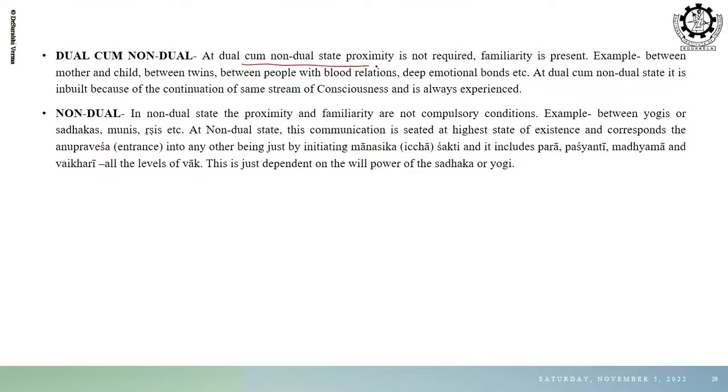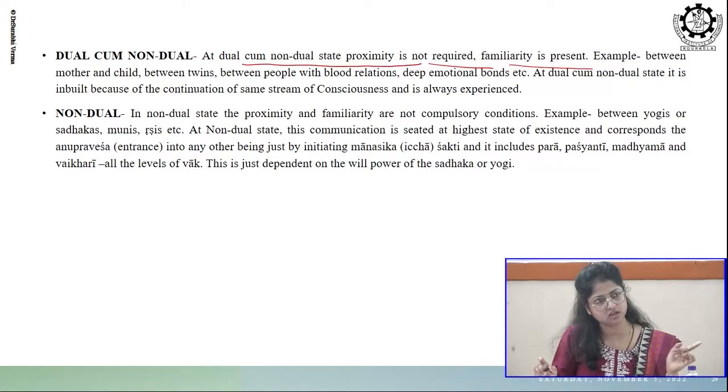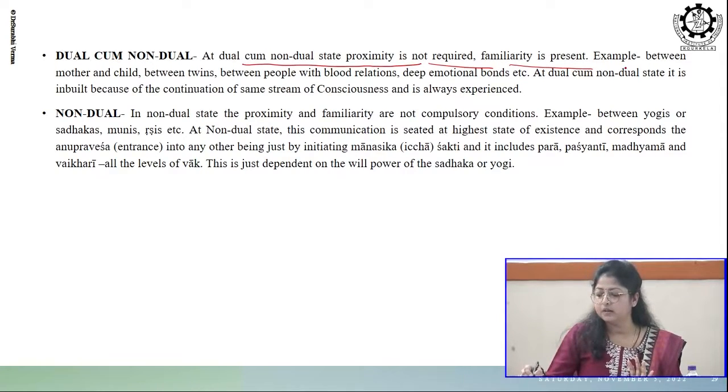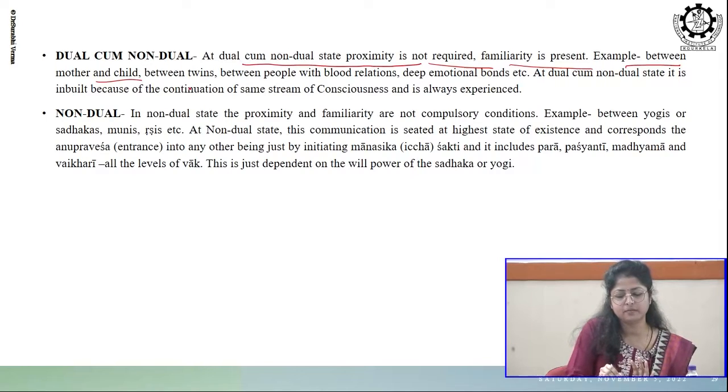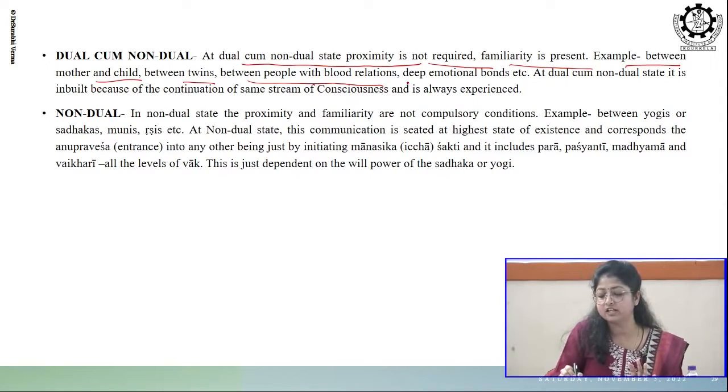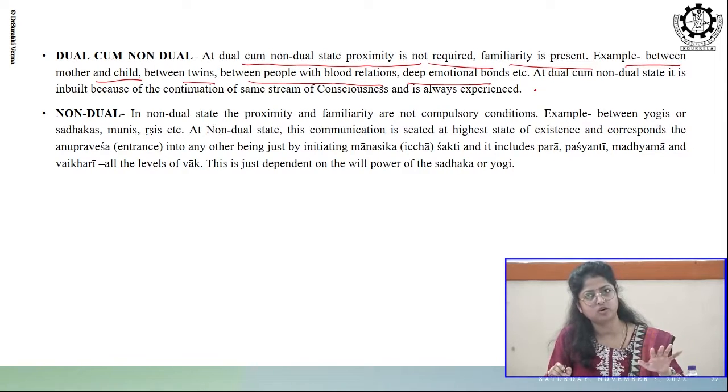Now at the second level, the dual cum non-dual state. At the dual cum non-dual state, proximity is not required. Familiarity is present, like you are right now not with your parents, but still you are familiar. अभी आप proximity में नहीं हैं, लेकिन familiar हैं, परिचित हैं. Between mother and child, between twins, between people with blood relations and deep emotional bonds, they are in the dual cum non-dual state.